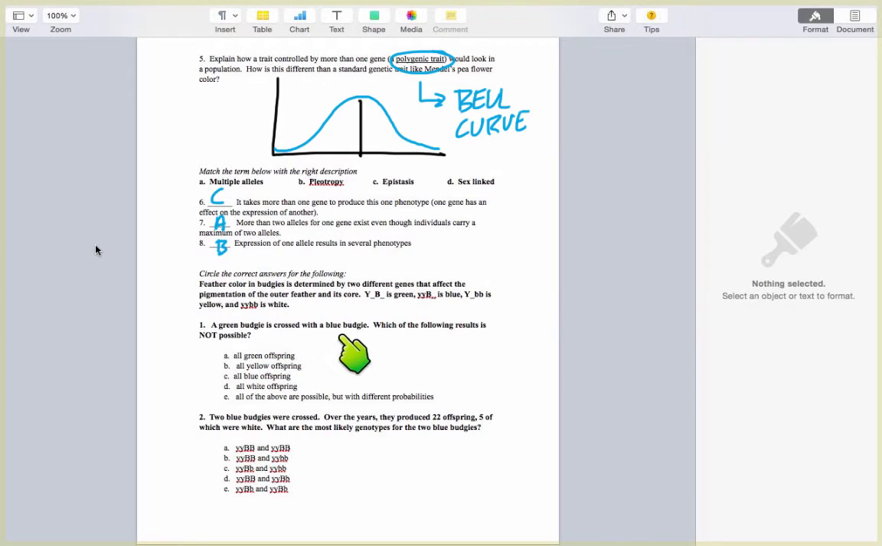So then it's asking these questions. A green budgie crossed with a blue budgie, which of the following is not possible? I would draw the following Punnett squares. Remember, you need one Punnett square for each gene. Here's how we work it. I'm going to say this Punnett square is for my Y gene, and this one over here is for my B gene.